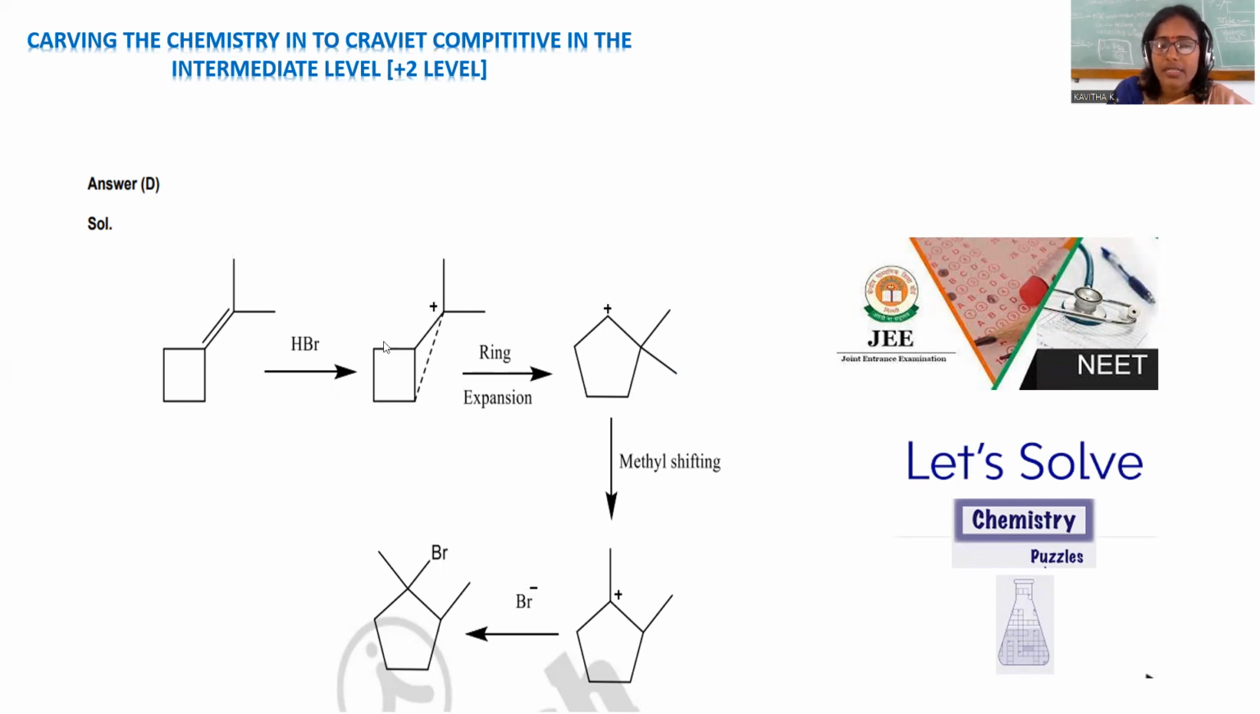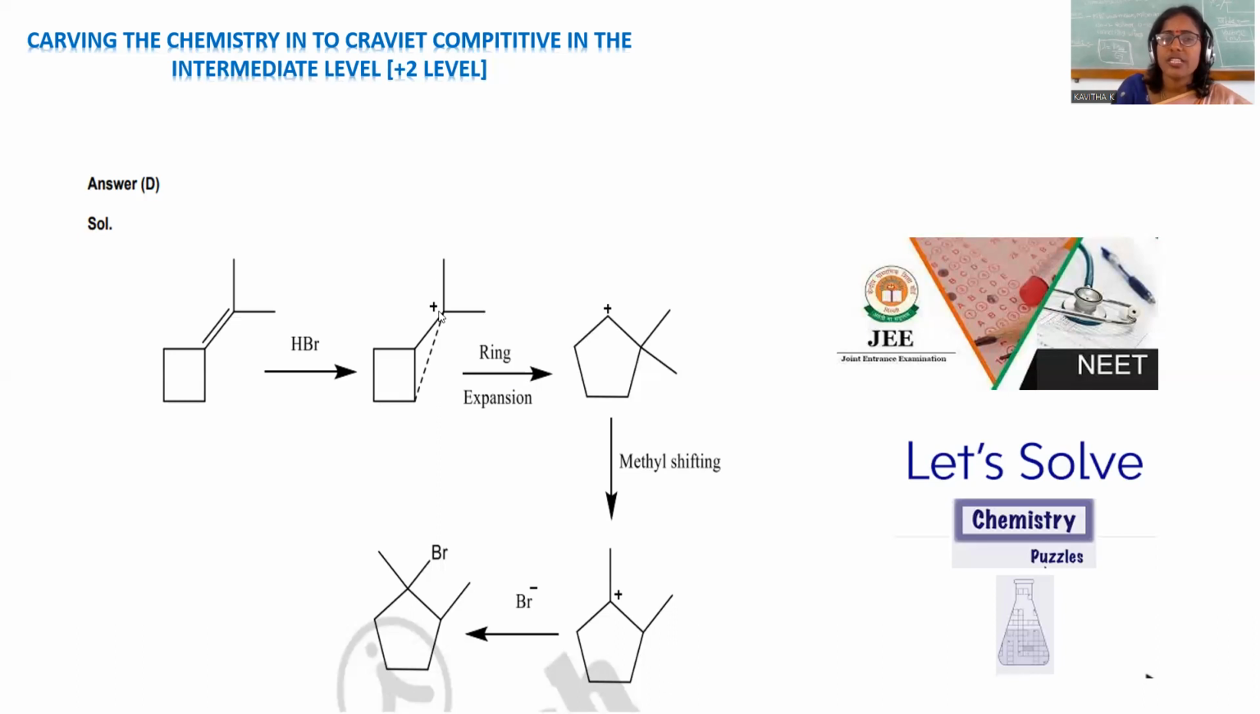Everybody is aware that cyclobutyl, a 4-carbon ring, will be highly strained. So it always tends to expand the ring, because according to Bayer's strain theory, cyclopentyl is more stable when compared to cyclobutyl. In order to attain stability, this 4-membered ring will participate in ring expansion.